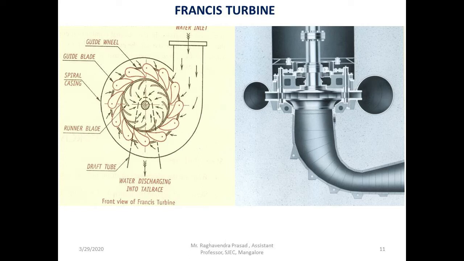Spiral casing is the one in which the diameter of the pipe from inlet to outlet will continuously decrease, in order to change the direction of water towards the center of the spiral casing.